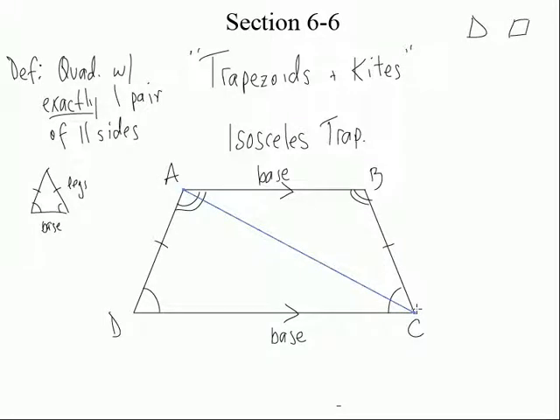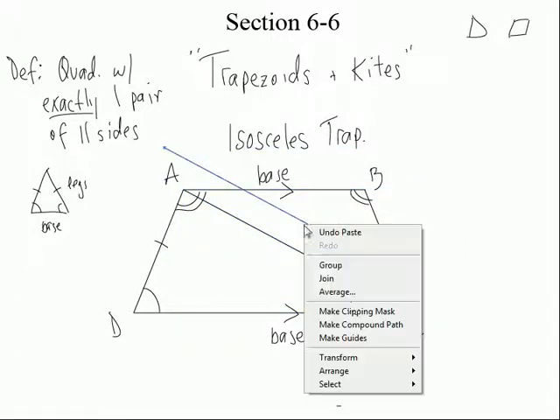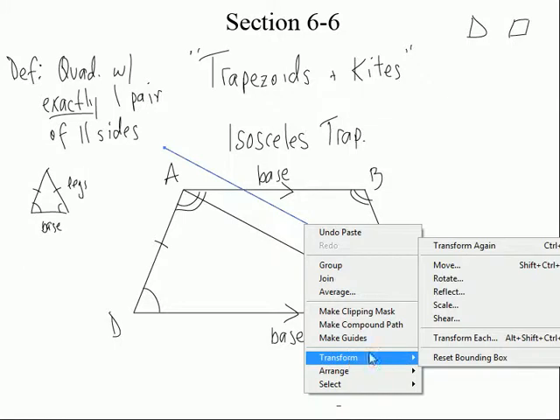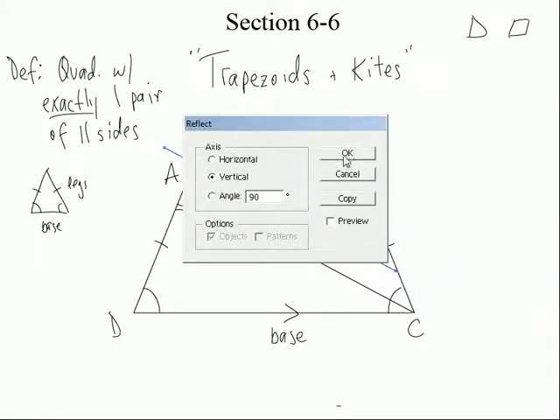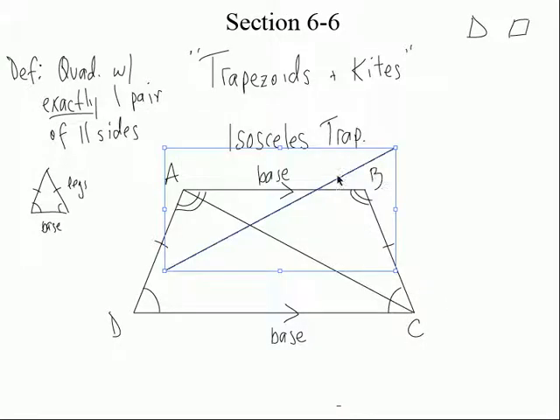So watch this. Look at that diagonal right there. Let's see if this works. I'm just going to try something. I want to flip it. Just reflect it. Let's see if that works. Now look, all I did was copy and paste it, okay? I didn't change the length of it. And if I did this, boom.